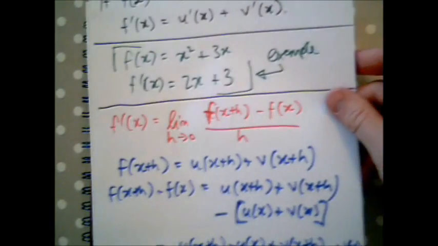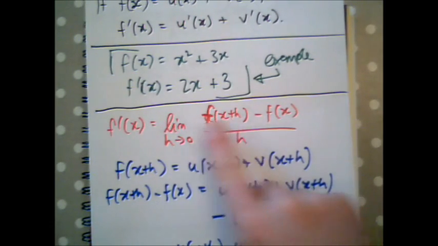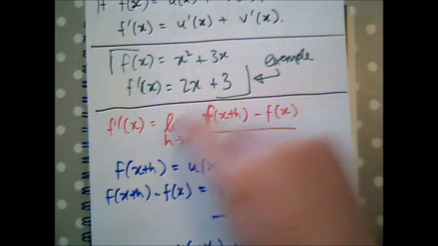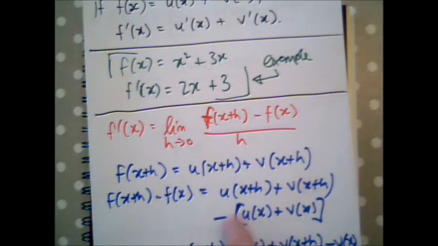We simply fill in the formula that we have. We build up the formula, find what this is, find the whole top line, divide by h, take the limit. So we differentiate from first principles. And just remember to group the u's together, group the v's together.